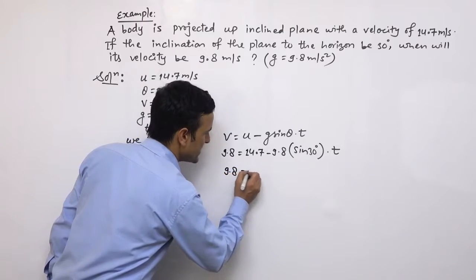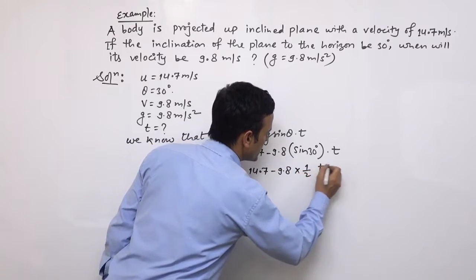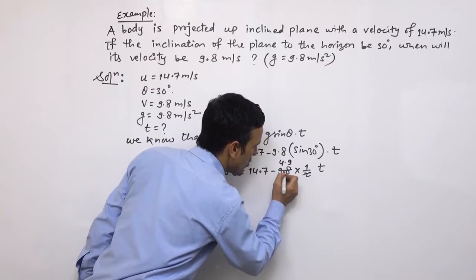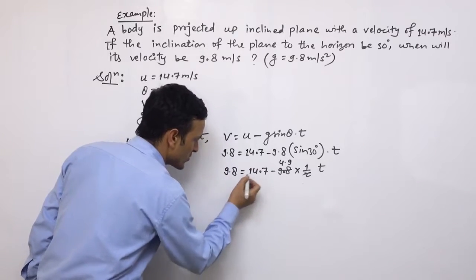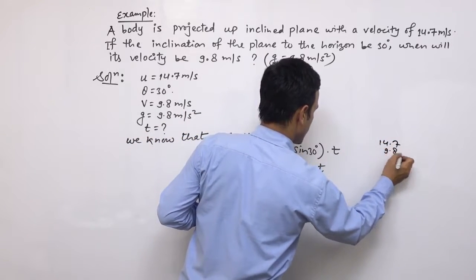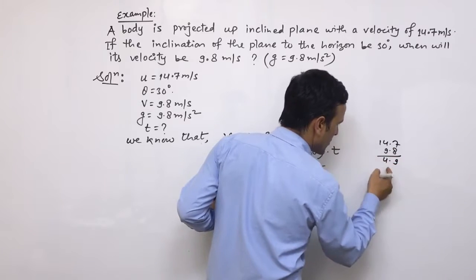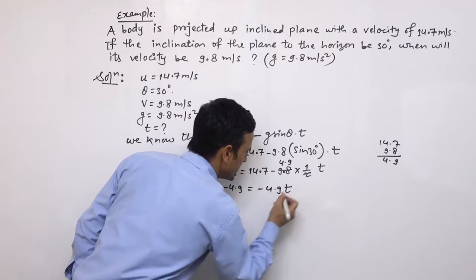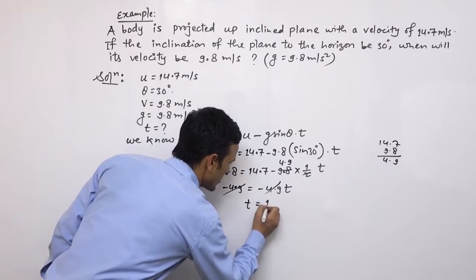So 9.8 is equal to 14.7 minus 9.8 into 1 by 2 into t. So sin 30 means 1 by 2, and we can cancel 9.8, 4.9. So if you solve it, then it will be this minus this. So what will be here? 14.7 minus 9.8 is 4.9. It will be minus 4.9 is equal to minus 4.9 t. So 4.9, 4.9 cancel. So t is equal to 1.